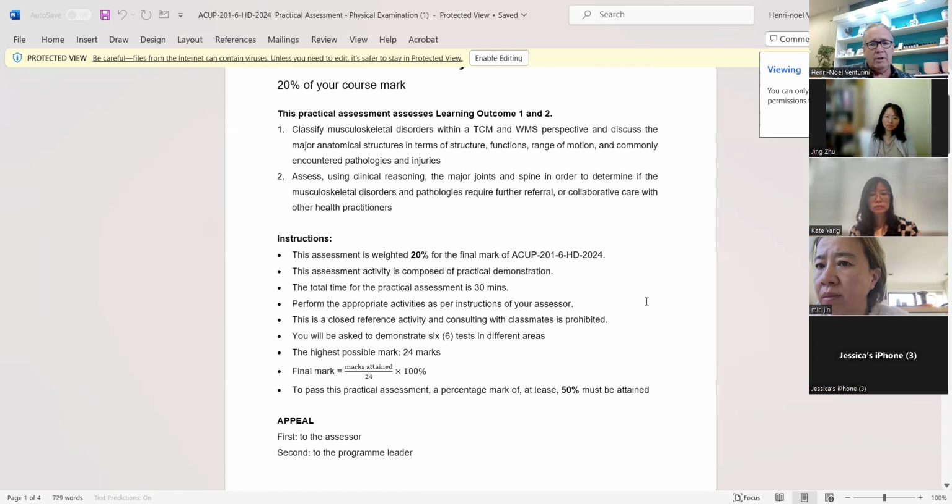Perform the appropriate activity as per instructions of your assessor. This is a closed reference activity, so therefore no outside referencing or no consultation. So basically you'll be in the room with me, everybody else will be outside. So you won't be able to ask anybody anyway.